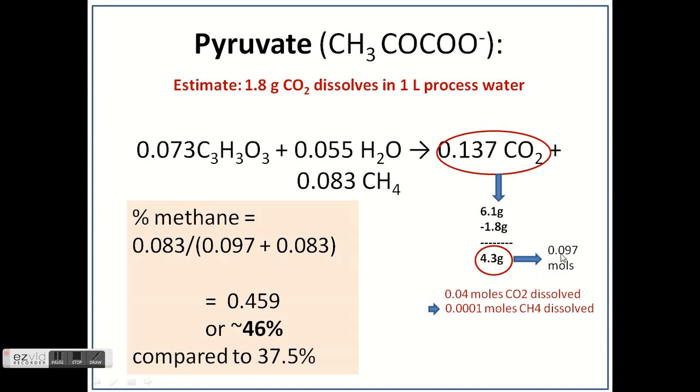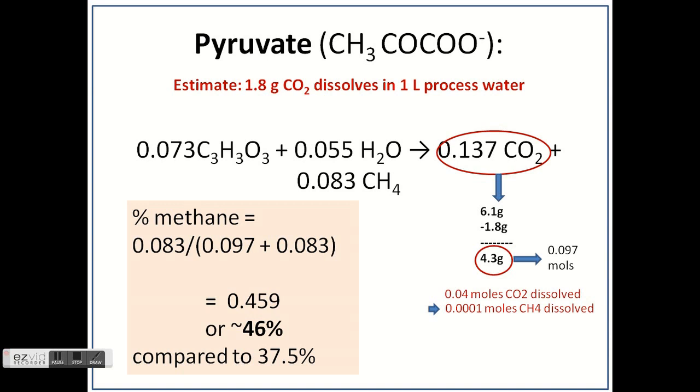Like we said, there's only 0.097 moles of CO2 left in the headspace, plus 0.083 moles of methane, and we'll find that we're getting about 46% methane, compared to what we had calculated earlier, which is about 37.5 or 38%. So you can see that by reason of CO2 just dissolving in the water, the proportion of methane you collect in your headspace, in your biogas, is higher than what you calculate stoichiometrically.